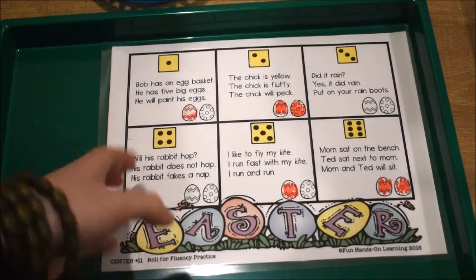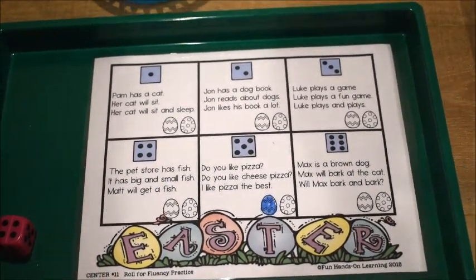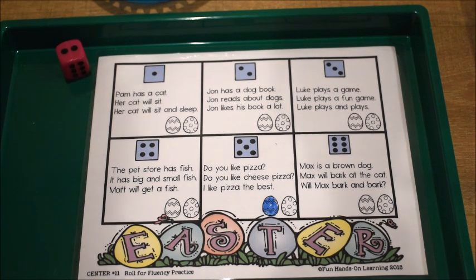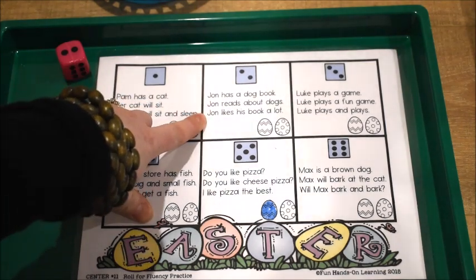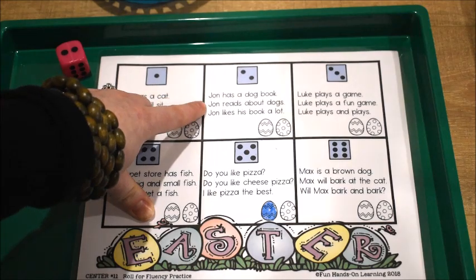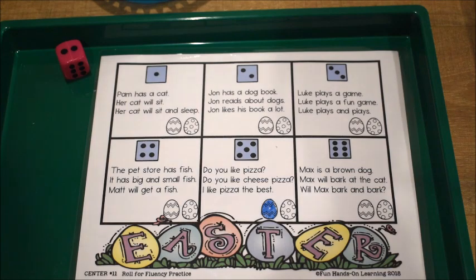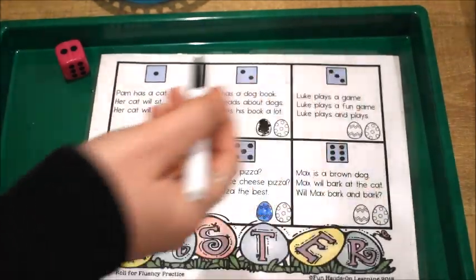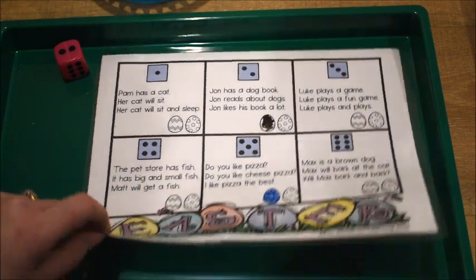But basically there's two sides, so here's one side, here's another side, and what they do is they basically just roll the die. All right, I got a 2. So I have to read these sentences, and I have to read them correctly, and then I get to color in an Easter egg. So, John has a dog book. John reads about dogs. John likes his book a lot. If I read it correctly, I can color in my Easter egg right here. And I'm just using a dry erase marker, so eventually we can erase this. I have this page laminated.